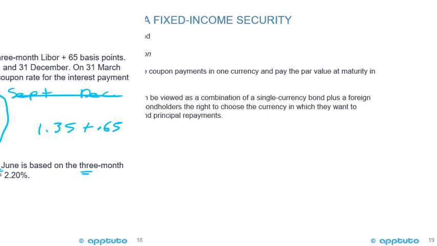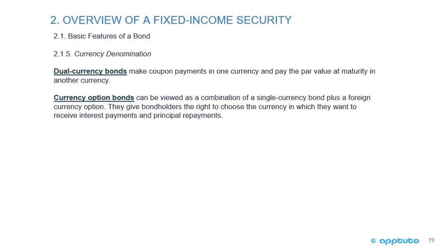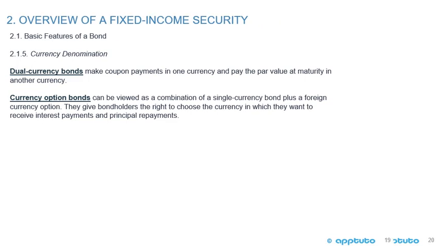Excellent question. So now we're going to look at currency denomination with regards to the basic features of a bond. Dual currency bonds make coupon payments in one currency and pay the par value at maturity in another. Okay, so that's important to understand. Currency option bonds can be viewed as a combination of a single currency bond plus a foreign currency option. They give the bondholders the right, but not the obligation, to choose the currency in which they want to receive interest payments and principal repayments.